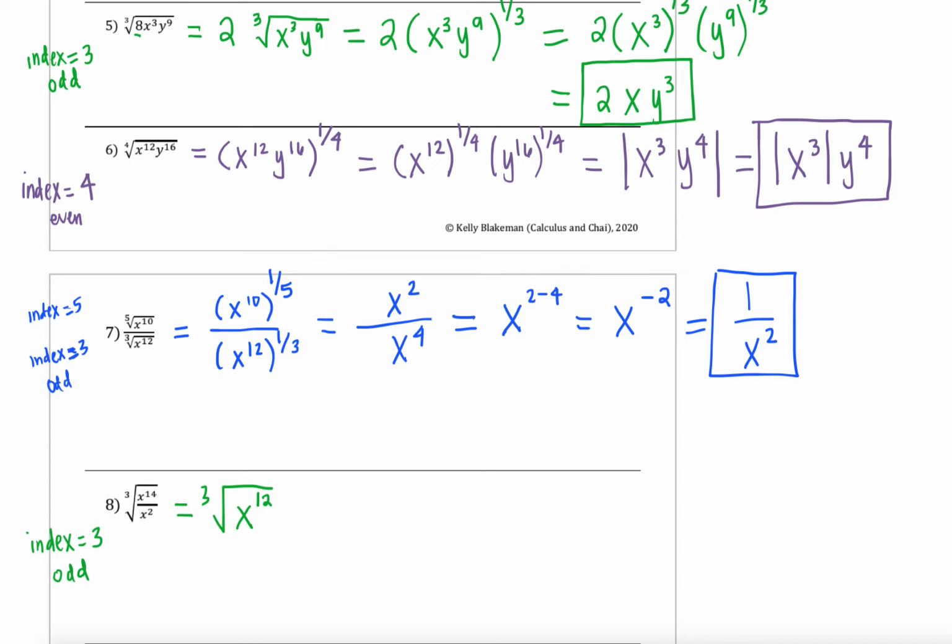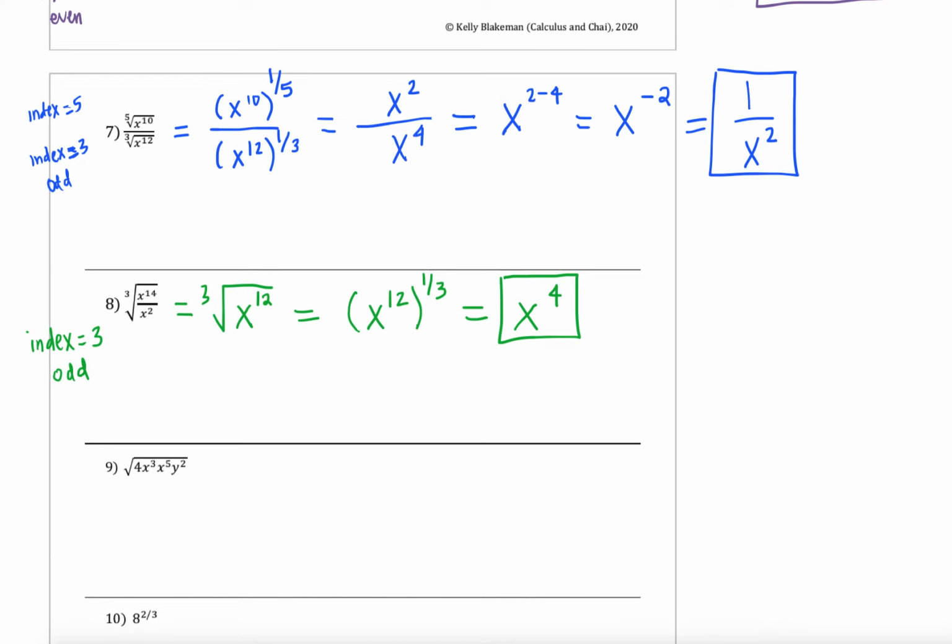And now this looks similar to one of the first couple examples that we saw. Why don't you guys pause the video here and finish solving this one out on your own, and we'll check it together. So the first thing I want to do is rewrite this cube root as the 1/3 power. So we'll get x to the 12th to the 1/3, and then we can multiply our exponents there to leave us with x to the 4th. And like we talked about in the beginning, since our index is odd, I don't have to worry about any absolute values.